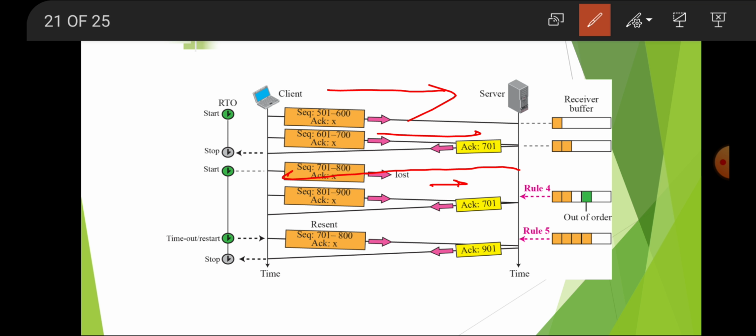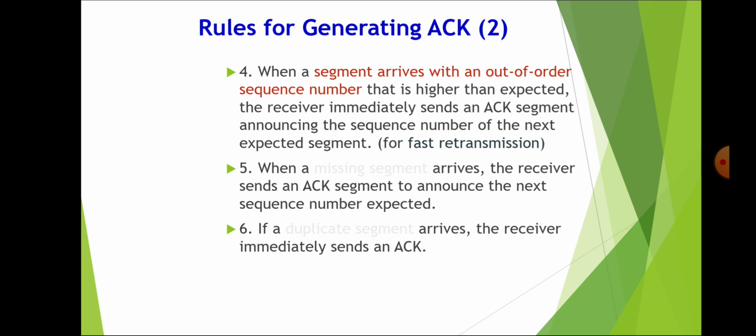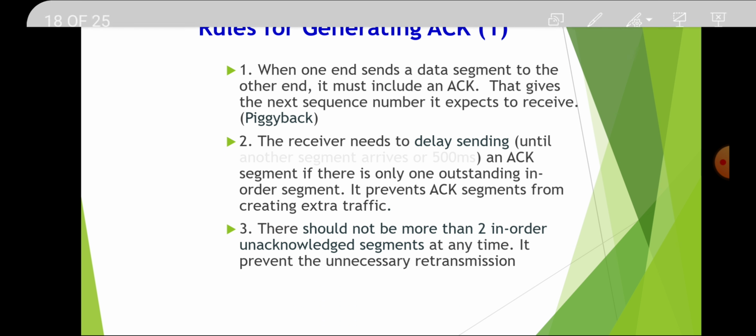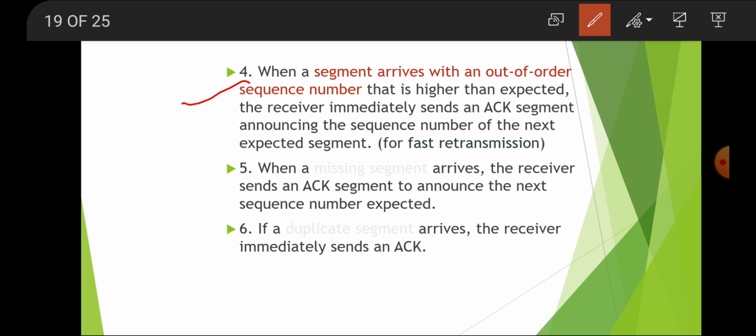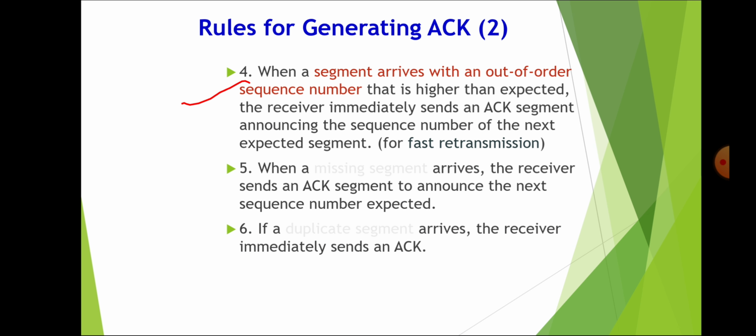But what happened? You are sending the data and the data is lost in between in the network, in the transport layer. So there will be rule 4. Now what is rule 4? When a segment arrives out of order with a sequence number that is higher than expected, the receiver immediately sends an acknowledgement segment announcing the segment number of the next expected segment.